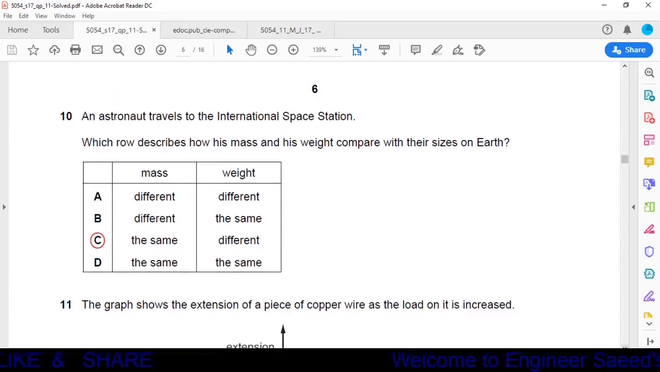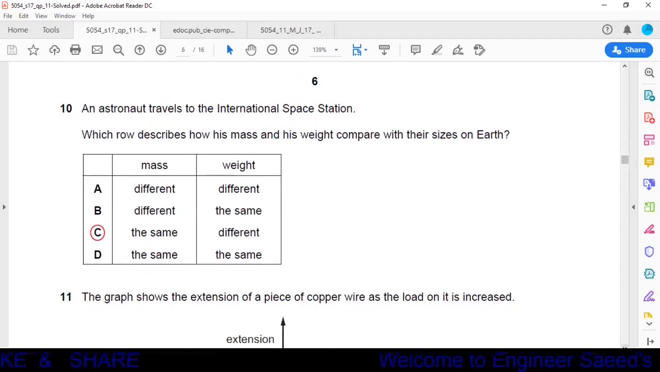Question number 10. An astronaut travels to the International Space Station. Which row describes how his mass and his weight compare with their sizes on Earth? Okay, here we have two columns, one for mass and the second for weight, and options A, B, C, and D. First thing, mass always remains constant, and weight depends on the gravitational field strength.